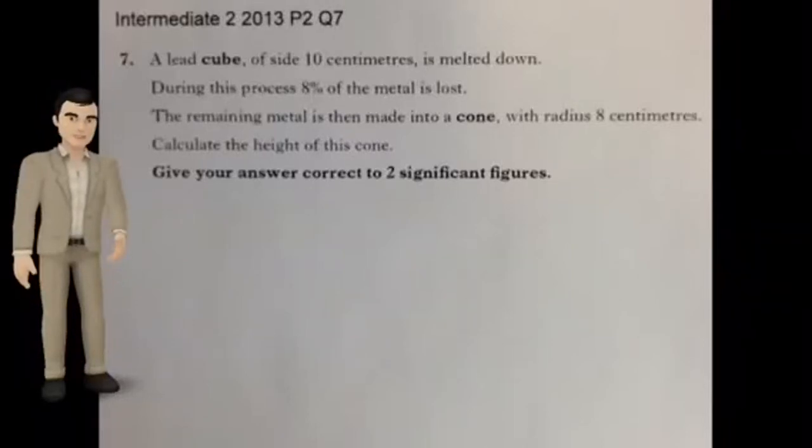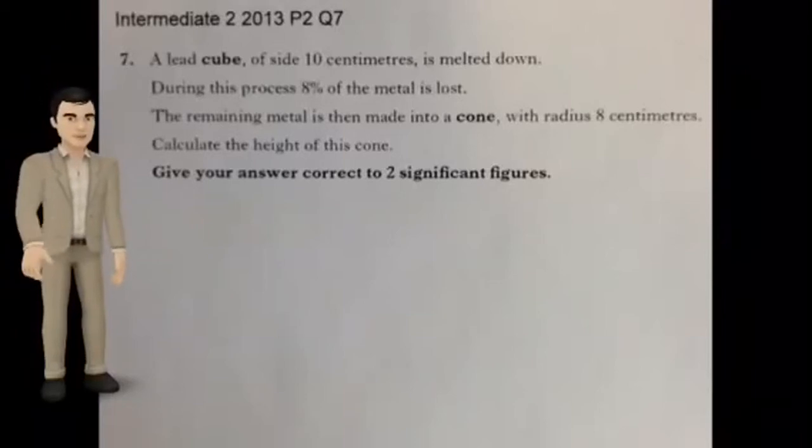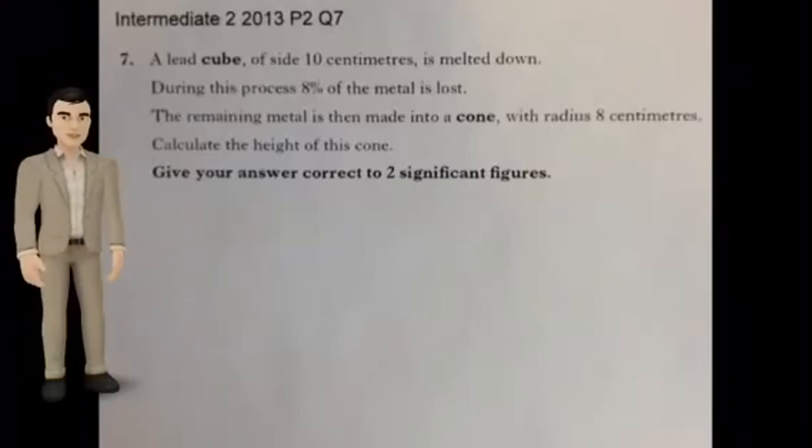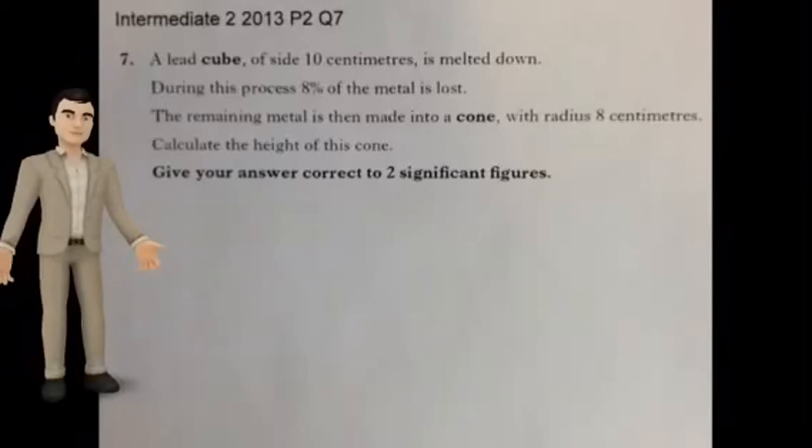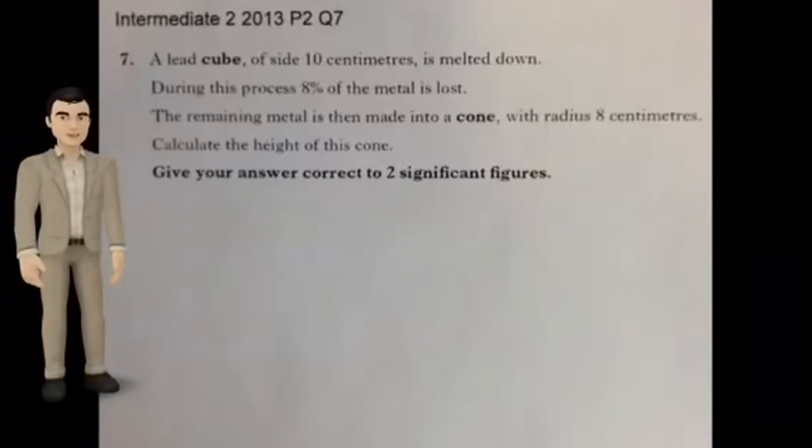A lead cube of side 10 cm is melted down. During this process 8% of the metal is lost. The remaining metal is then made into a cone with radius 8 cm. Calculate the height of this cone. Give your answer correct to two significant figures.